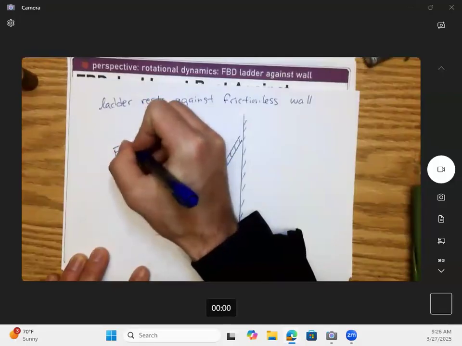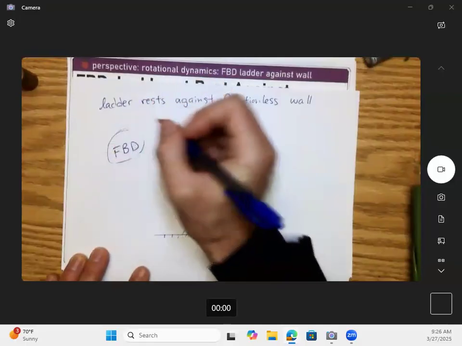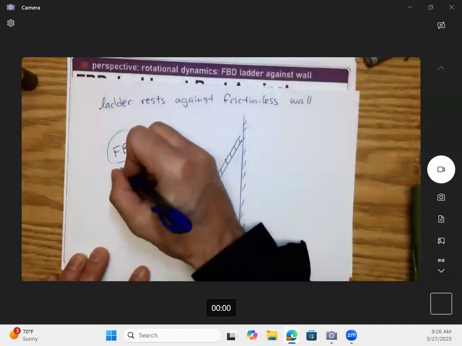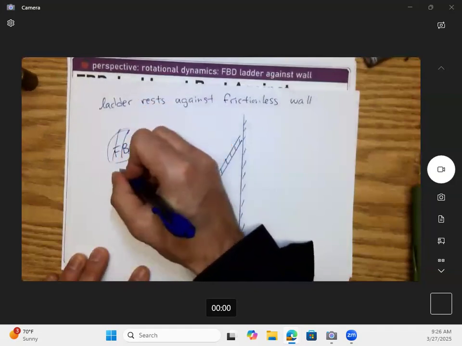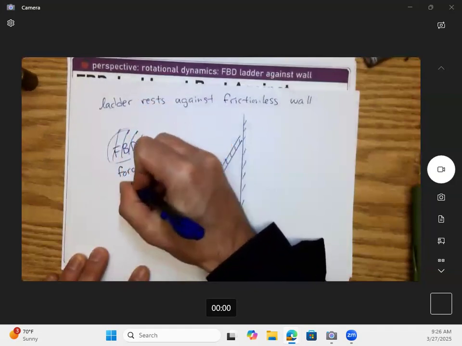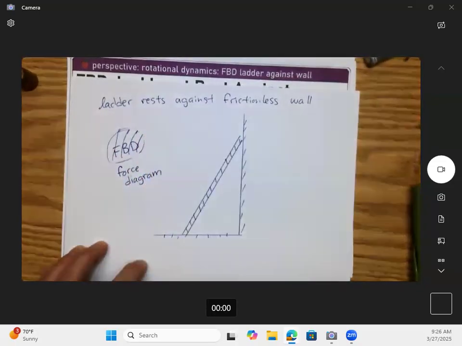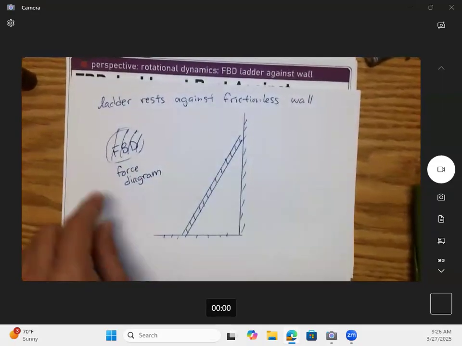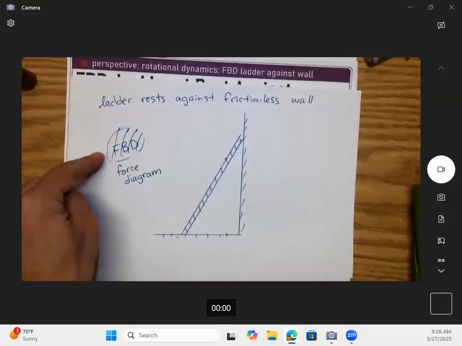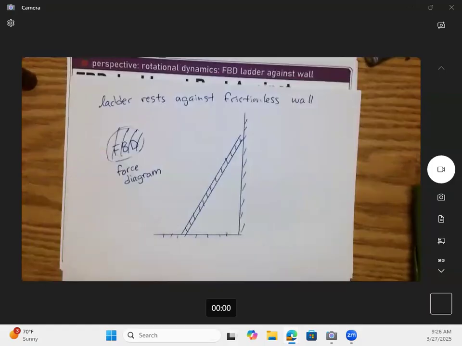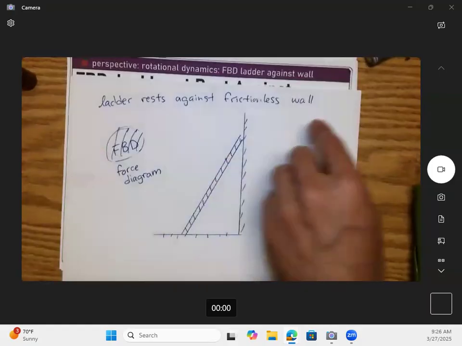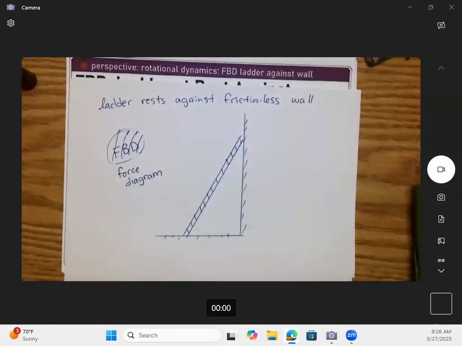Actually, you know what? AP probably won't call it that. They'll probably call it a force diagram. Let me scratch that out. I'm going to write a different term. Force diagram. And the reason they're going to call it a force diagram instead is because different forces act at different locations on the ladder. Free body diagram, you usually consider everything from the center of mass, but that's not true for the ladder because there's different forces at different locations. So they'll probably call it a force diagram. Okay, you guys go ahead and draw that.